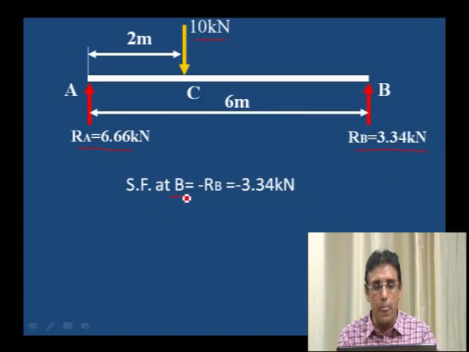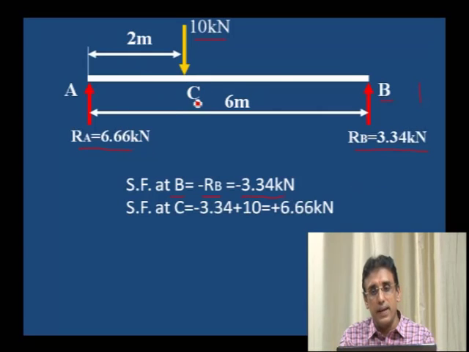Shear force at B, this B point: RB is acting. No other vertical load is there, only the vertical upward force RB, which we have to take into account. Here minus 3.34 kilonewton is acting at this point. Why is it minus? Upward force is considered negative, downward force is positive. Therefore, shear force at B is equal to minus 3.34 kilonewton.